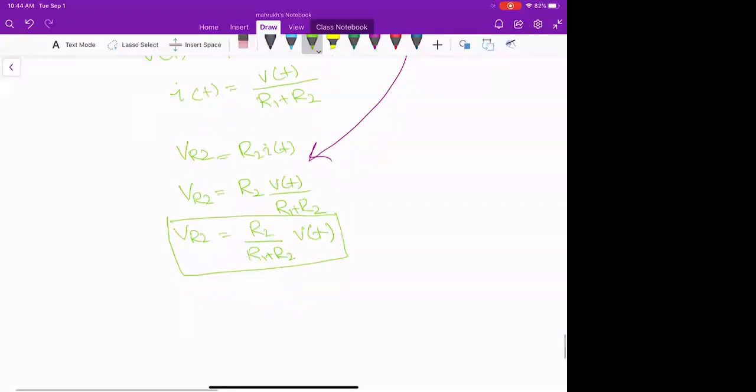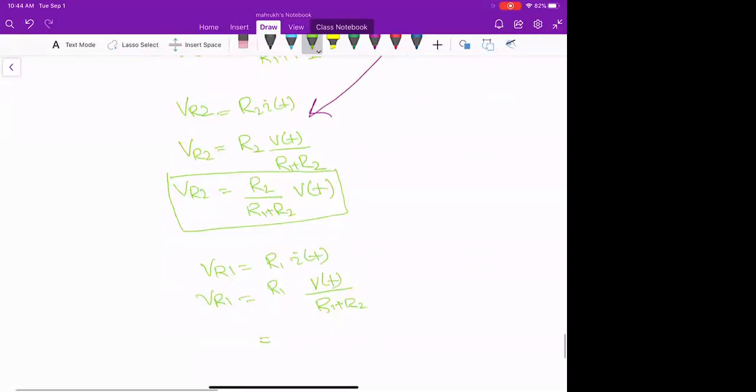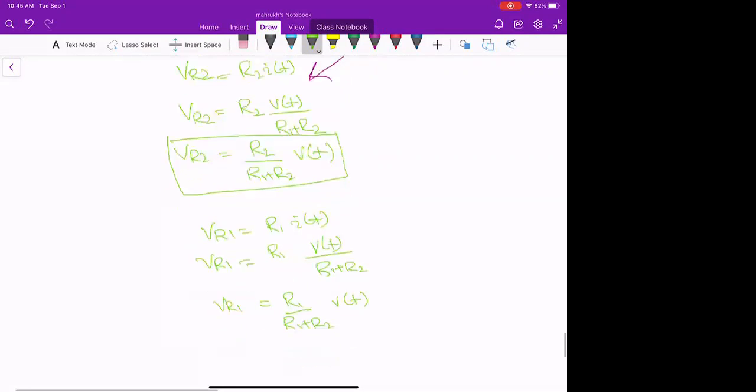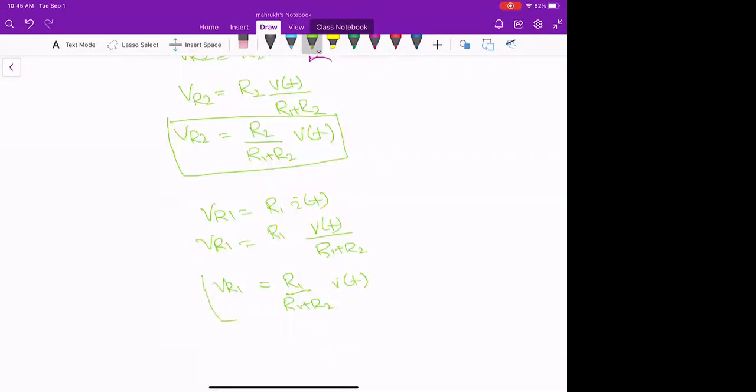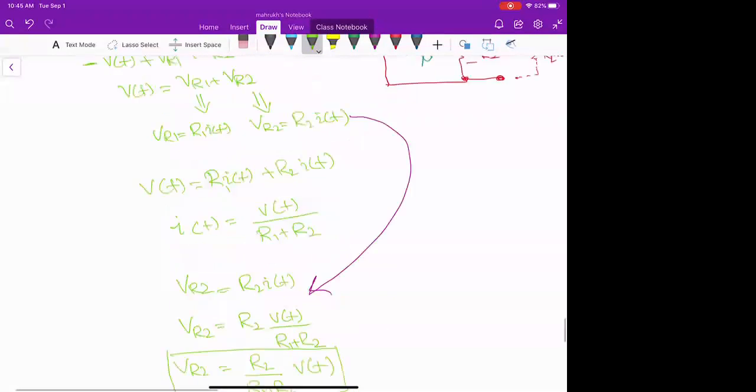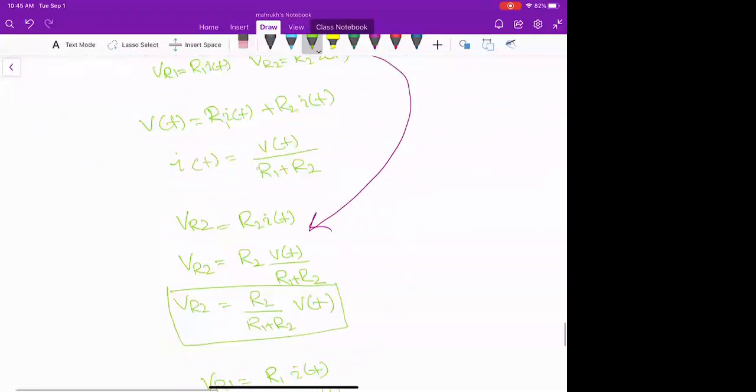So this is VR2, and VR1 will be R1 I of t, right? So VR1 will be R1 times V of t over R1 plus R2. VR1 will be R1 over R1 plus R2 times V of t. So if you want to find VR1, you can find it like that.